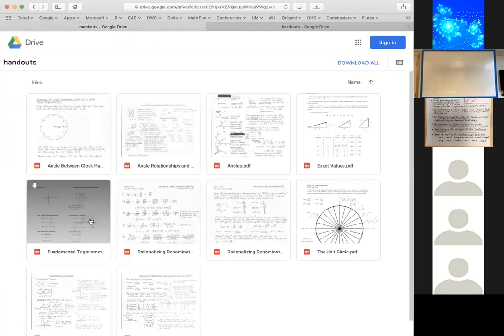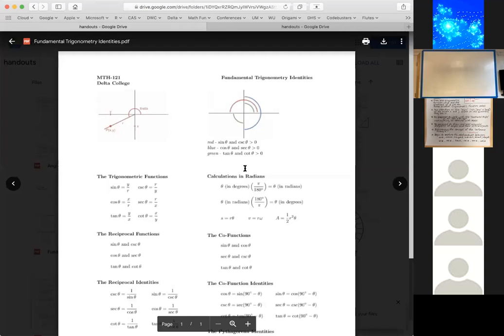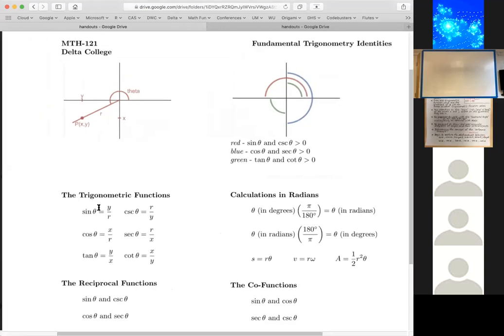So you can start with the fundamental trig identities. That tells you the basic identities. And if I could blow that up a little bit, it defines the 6 trigonometric functions that we did last time based on a point on the terminal side of an angle. So this is a picture that tells you what these 6 functions are.